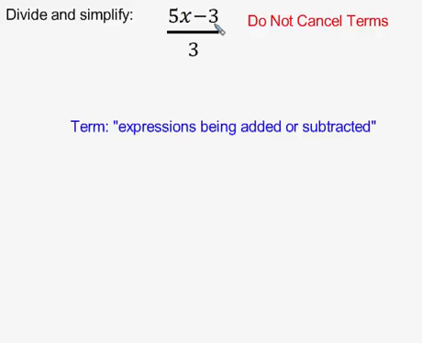So for example, the 3 here is something that is being subtracted from the 5x. So I'm going to think of this as a term, and it is not correct to cancel this because it is a term rather than a factor. So let me show you what the common mistake is on this problem before I show you the correct way to do the problem. What is tempting to do, but is incorrect, is to say that the 3 is being divided by 3 and therefore it simplifies down to be 1.